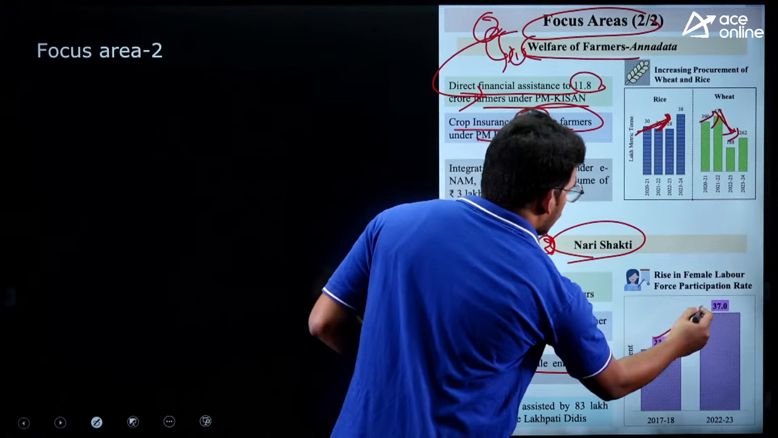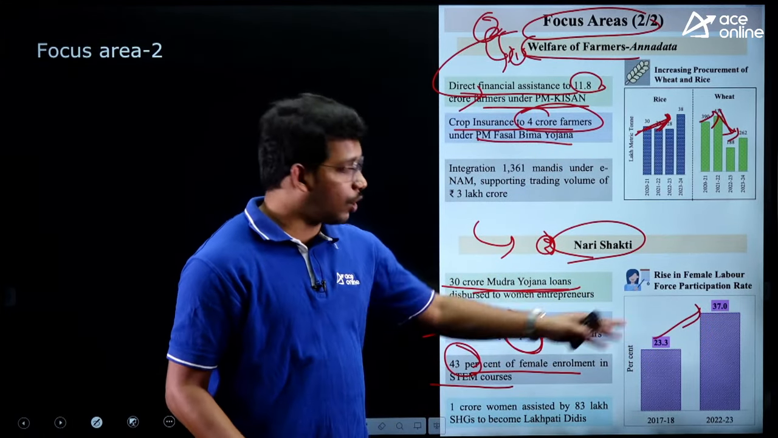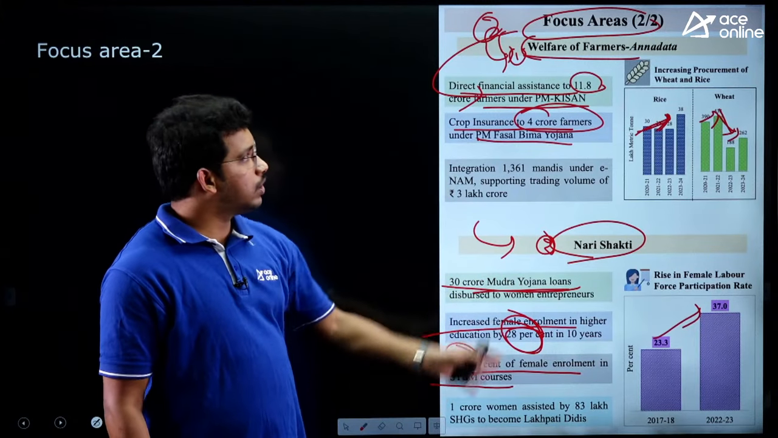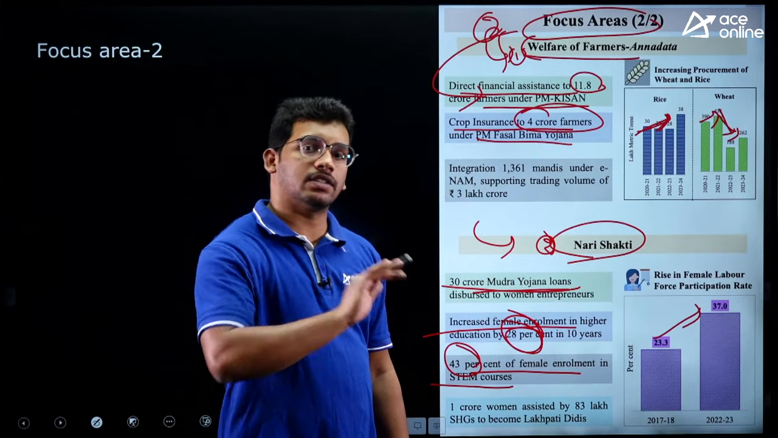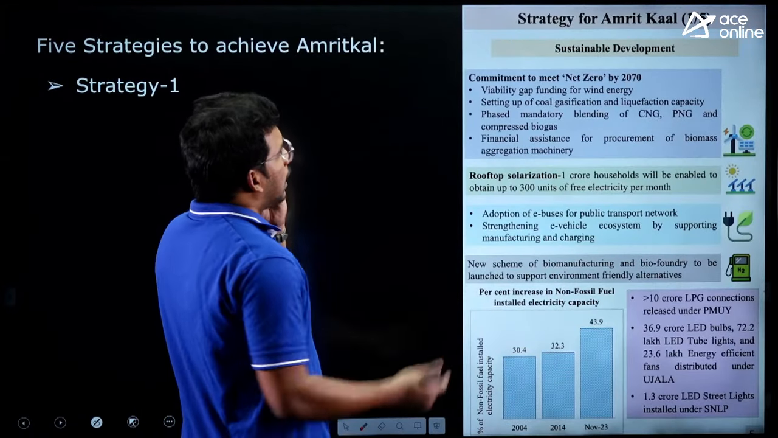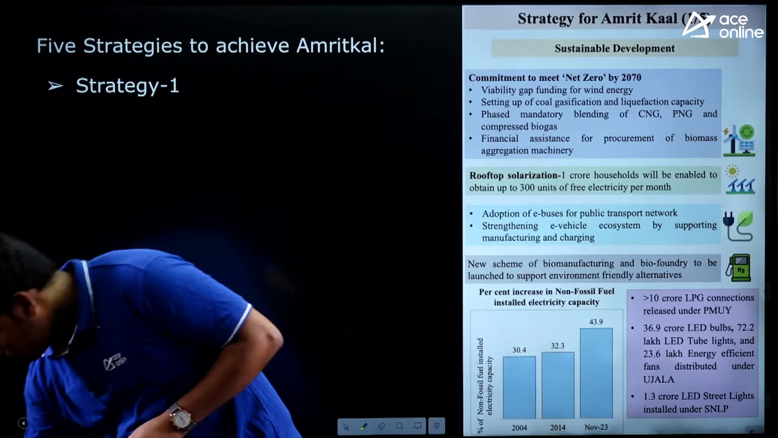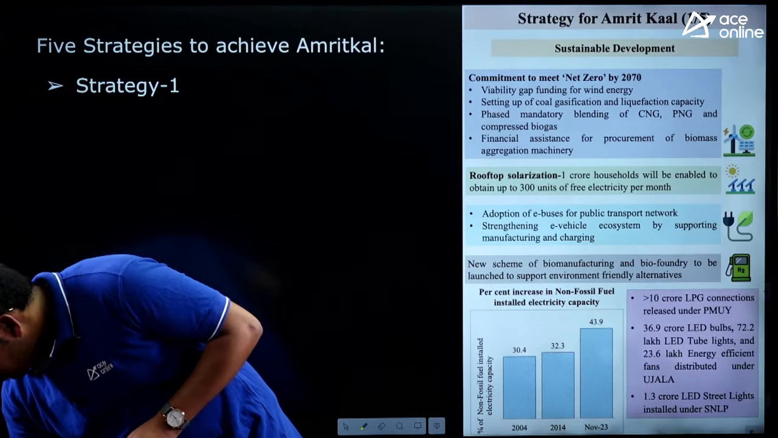So you can see here the female labor participation as well. That is, women employment is also increasing, they are saying, right? So these are the focused areas that the government has worked on in the last 10 years. So they were praising themselves. Next, there are 5 strategies to achieve this, what they are going to do now. Any doubts in this?